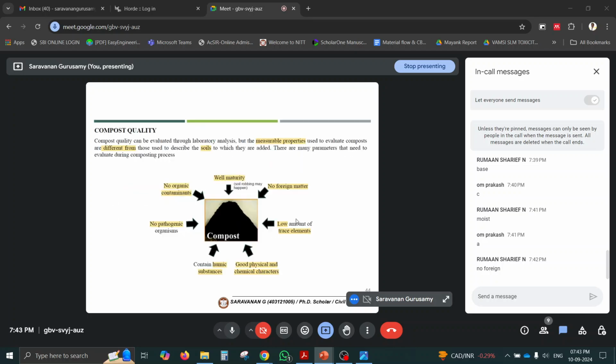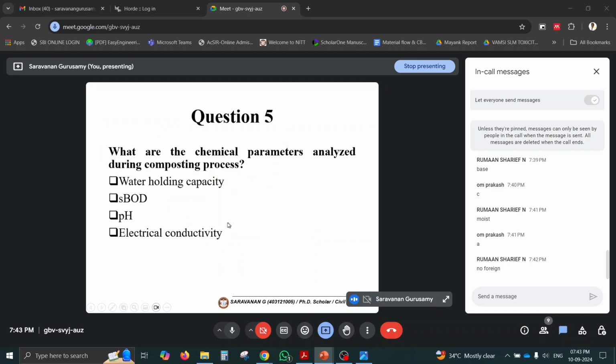A is correct. So these are the properties of a good quality compost. Well matured, no foreign matter, low trace material, good physical and chemical characteristics. It will contain humic substances and no pathogenic microorganism, no organic contaminants. That's all the quality of good compost. That's correct. So this is again a multiple choice question.